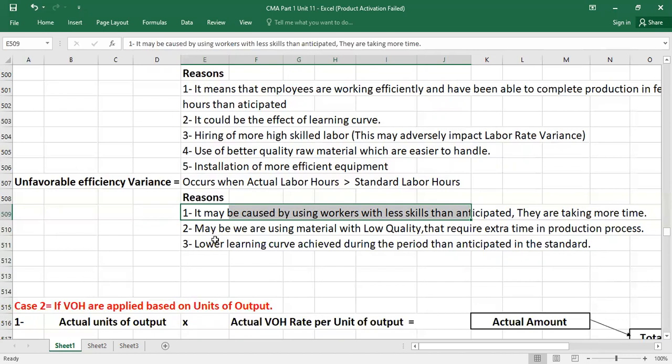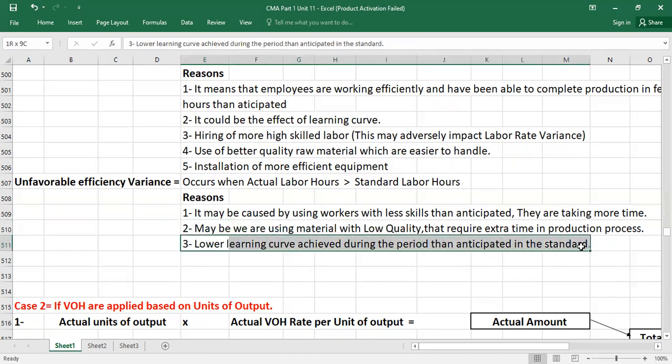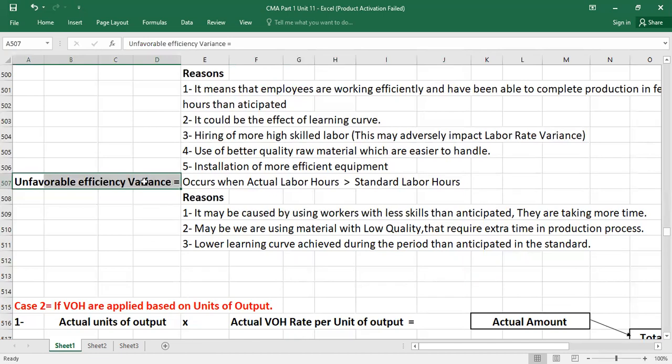Second reason may be we are using material of low quality, which is not easy to handle, that is why labor needs more time to produce the item, so this could be the reason for unfavorable efficiency variance. Third, maybe a lower learning curve was achieved during the period than anticipated in the standard, so this could also result in unfavorable efficiency variance.